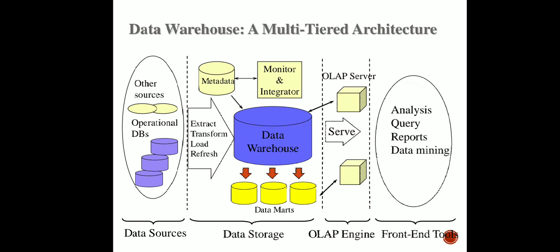Now if we have to see the multi-tier architecture of a data warehouse, it's a 3-tier architecture, better to say 4-tier, right? So multi-tier is working in this fashion.